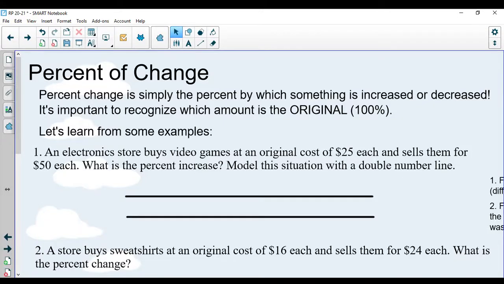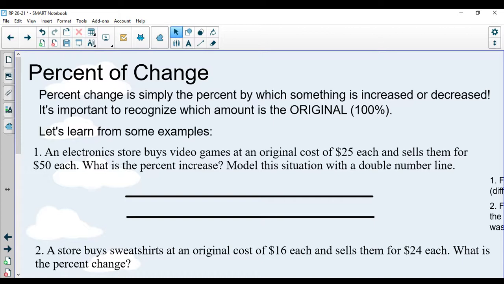We are moving on to percent of change in our study of ratios and proportions. Percent change is simply the percent by which something is increased or decreased. You have worked with things where the original amount has been increased and then you found the final amount, or it's been decreased and you found the final amount. The difference now is we're just looking for the percent by which that item was changed.